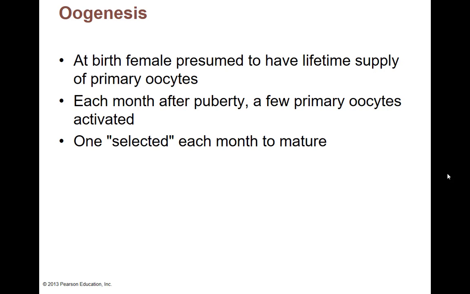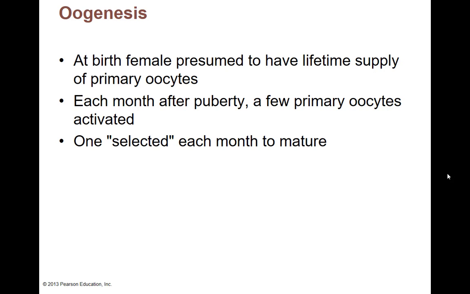When you're born, you have somewhere between 500,000 and 1 million eggs. Doesn't mean they're all going to be ovulated. That doesn't mean they're all going to mature, but you were born with a whole bunch of eggs. Once you hit puberty, a few of those eggs will get activated to start to grow and then eventually be ovulated. Only one is selected each month to mature, so once a month for approximately 30, 40-ish years. On average, you release about 500 eggs in your lifetime. So you've got 500,000 to 1 million eggs, and only 500 actually mature and are ovulated.